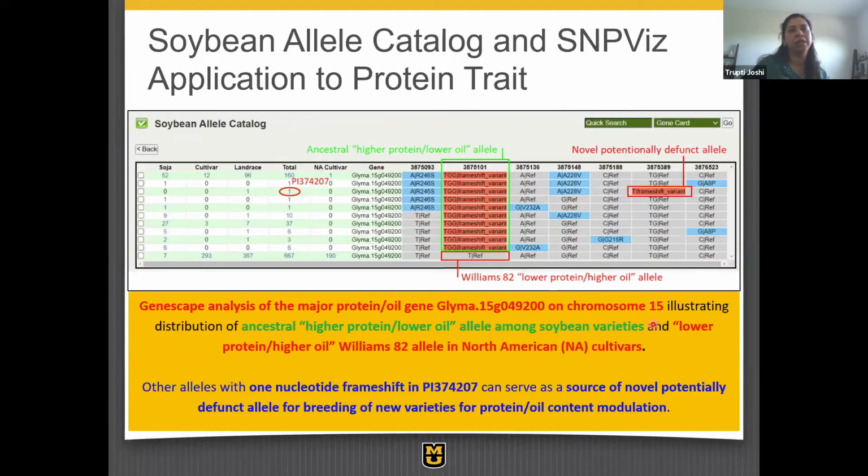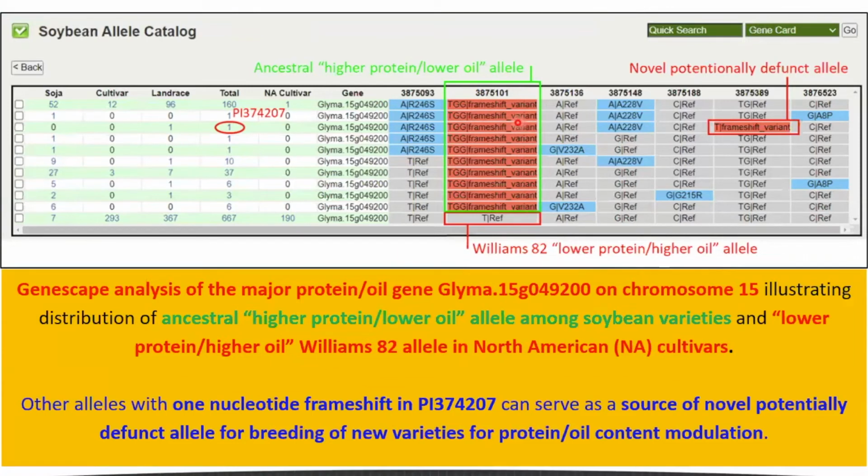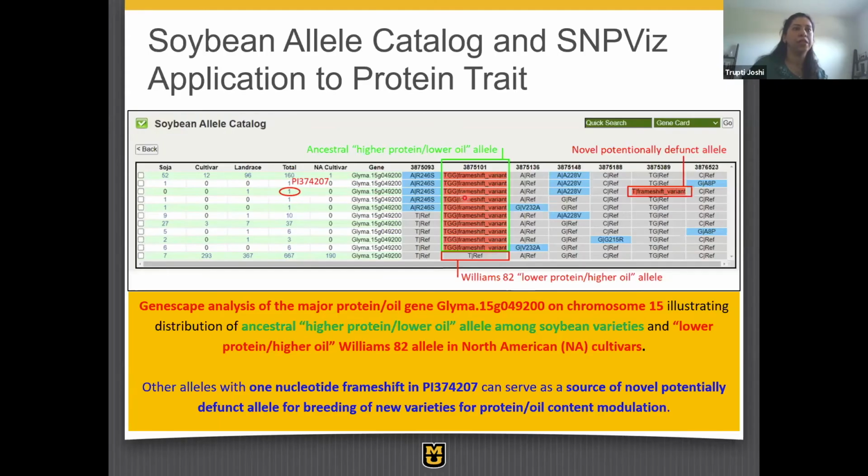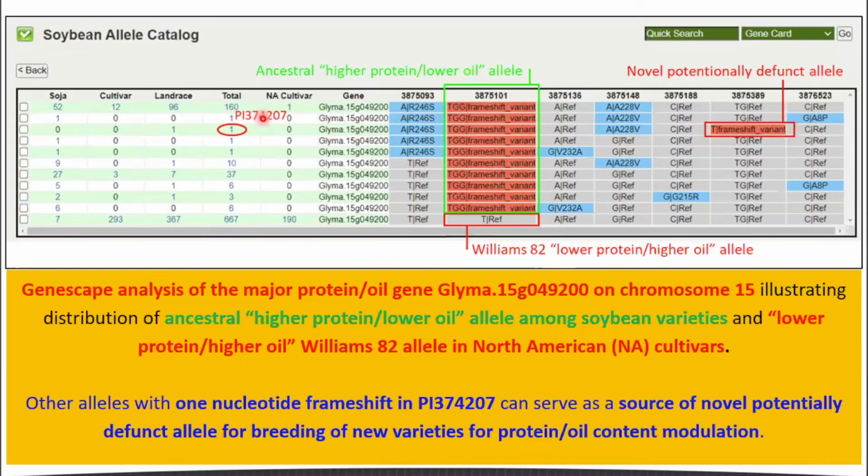So this has really enabled us to look at alternative alleles. An example is related to protein traits. I think most of you might be well aware there are protein regions on chromosome 15 and 20 that people look at. You have this green showing a lot of higher protein, lower oil regions, and then the red, which is lower protein and higher oil, which is in Williams 82. We are able to see that in our tool very clearly. And then what we find here is this one frameshift for this particular PI line, which can serve as a novel, potentially defunct allele for breeding if you want to try and modulate this protein and oil, because they have this inverse relation.